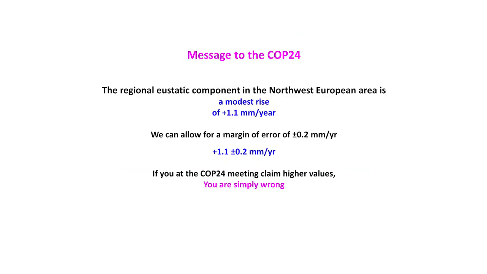So then I have a message to COP24. The regional eustatic component in the North region is a modest rise of plus 1.1 millimeter a year. You can allow for a margin of error of about 0.2. So say 1.1 plus or minus 0.2. That is the message to those who are going to talk in Poland next month. If you at the COP24 meeting claim higher values, you are simply wrong, and you shouldn't claim this because it's against science.